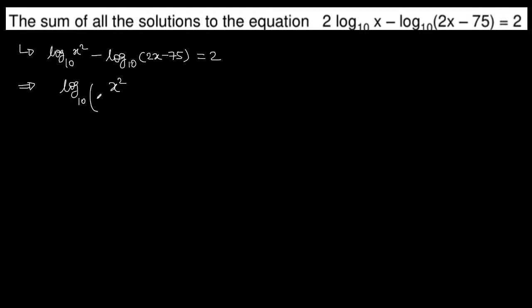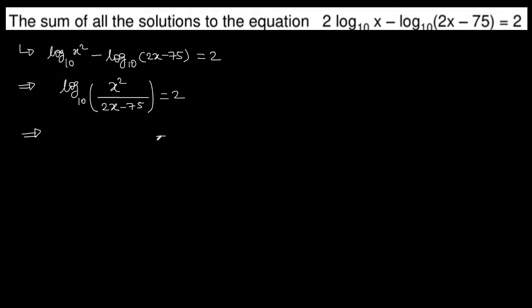This question we have taken in the class. What I want to tell is that it is nothing but log base 10 x square minus log base 10 (2x minus 75) is equal to 2. This will come out to be log base 10 of x square upon 2x minus 75, which is equal to 2.